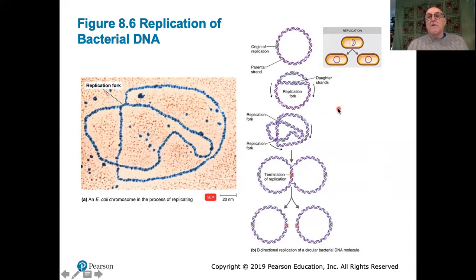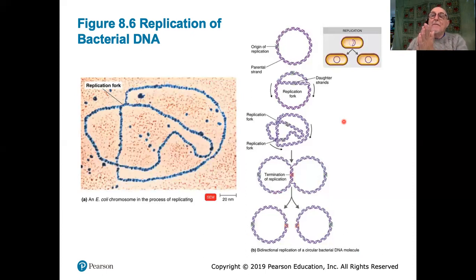It's called the origin, or the ori. And the replication will commence from the ori. But here's what you need to realize. This is true in eukaryotes as well. In eukaryotes, there are many origins of replication. Now, they're all scattered throughout the linear chromosome. There are areas where replication can begin.